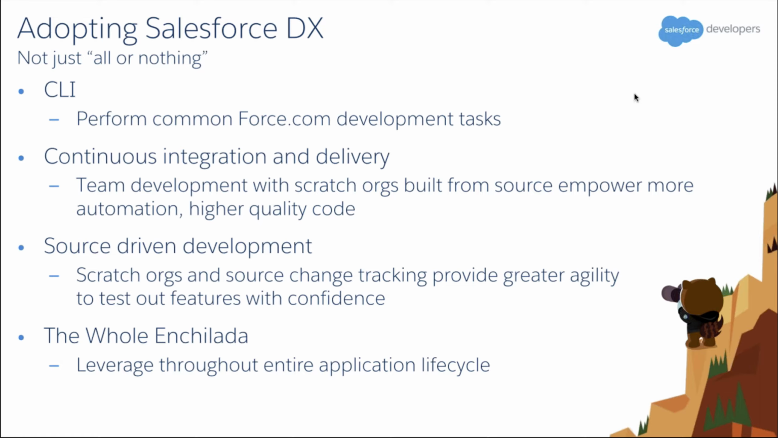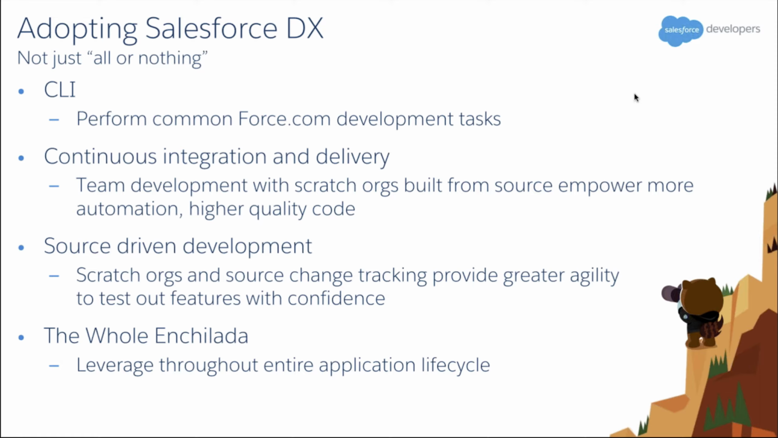You can dip your toes in the water by starting with just the CLI. Install the CLI and use it for some of your common development tasks, authenticating into different environments, doing things like SOQL queries or creating data in orgs, things like that. You can also integrate the CLI into your continuous integration and delivery and use scratch orgs. Build scratch orgs with different shapes to better test your code, again, for that readiness for production.